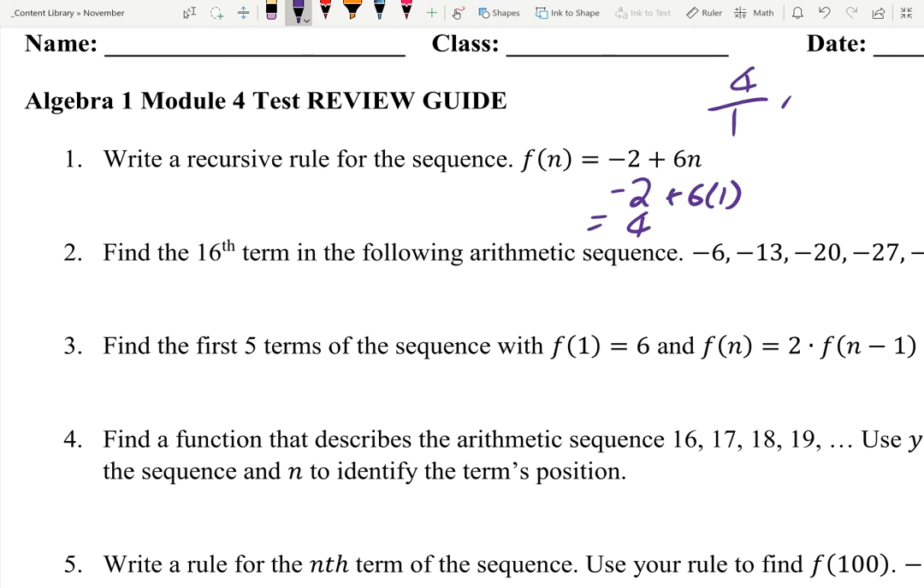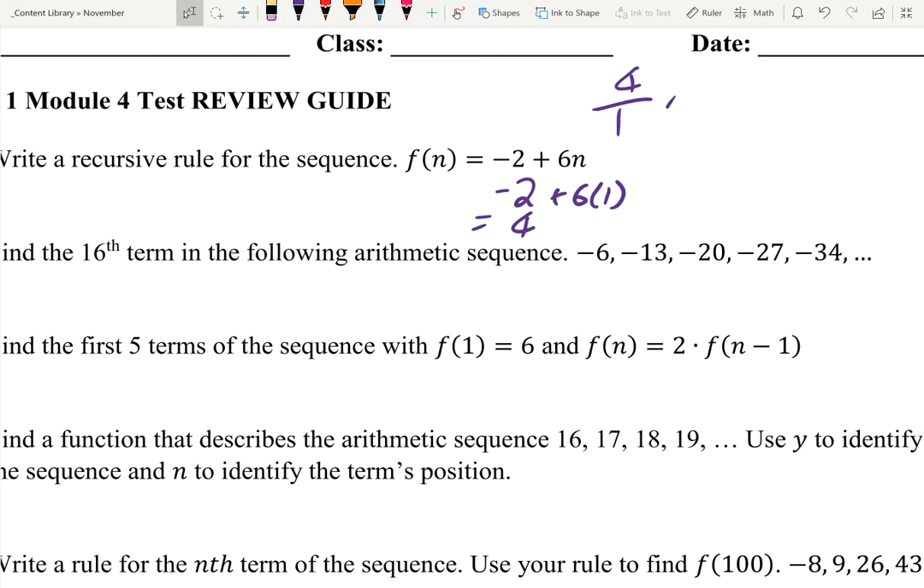Okay, and then let's continue to find the second term. The second term will be -2 plus 6 times 2. 6 times 2 makes 12. -2 plus 12 is going to be 10. Let's try and find the third term. The third term would be 6 times 3, which would be 18. -2 plus 18 is 16. I don't know why I'm writing plus signs, but anyway, second term was 10, third term is 16.